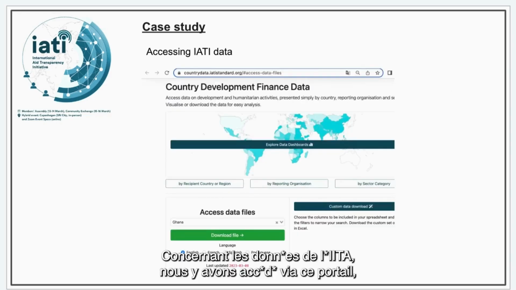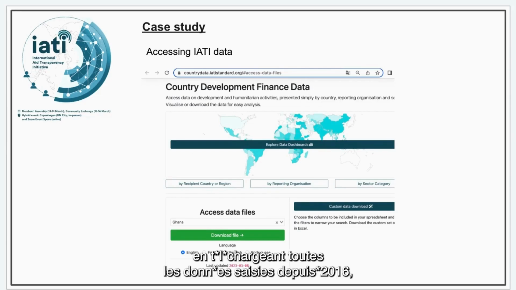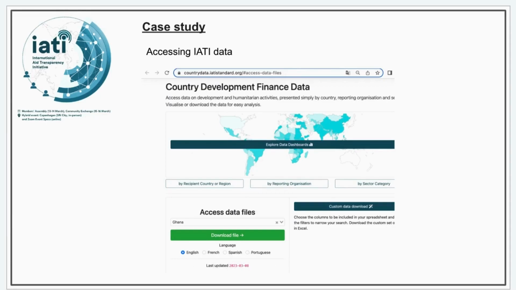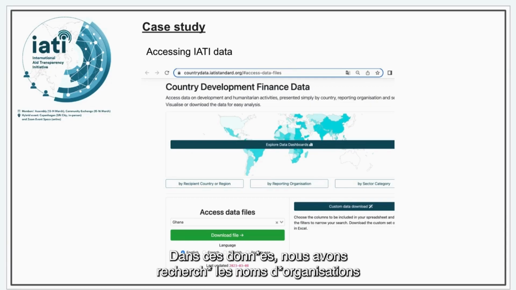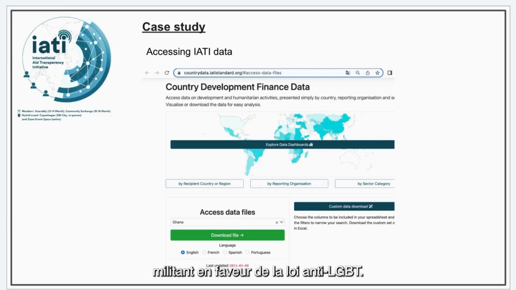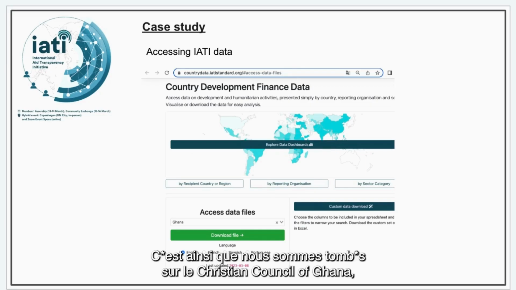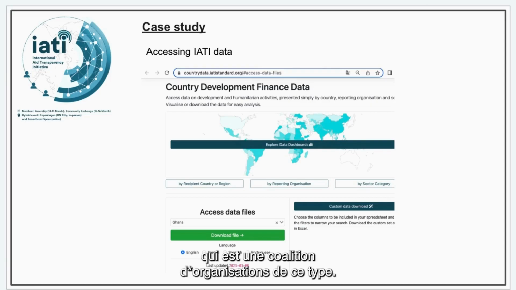In terms of IATI data, we accessed it from this portal, downloading all records since 2016 with all the different fields possible, where Ghana was the recipient country. Searching these records for the names of organizations involved in pushing for the anti-LGBT bill, we found the Christian Council of Ghana, which is a coalition of those groups.